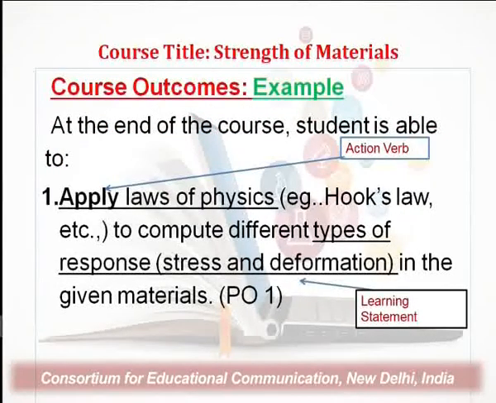outline and evaluate. Now, if you see on this particular screen, the course title is Strength of Materials, and let us see the course outcome example. At the end of the course, the student is able to apply the laws of physics, that is Hooke's law, to compute different types of responses, that is the stress and the deformation in the given material, that is PO1. So, the action word used in this example is apply, and the types of responses, that is the stress and deformation, form the learning statement. These are the course outcomes for Strength of Materials, using the action word followed by the learning statement.